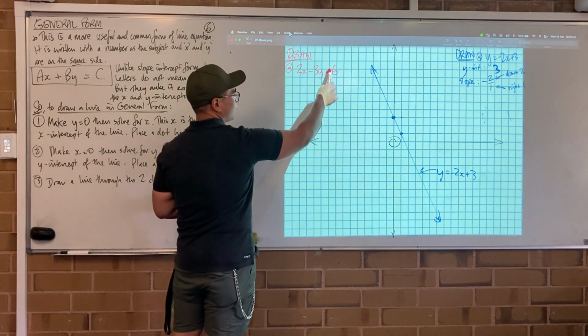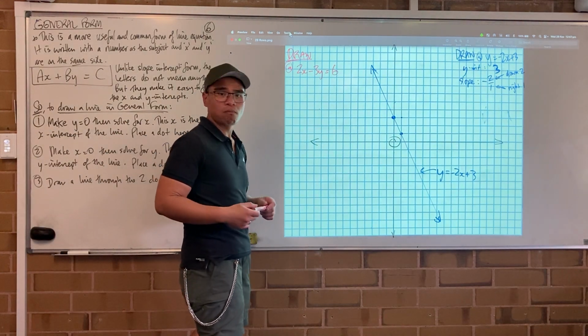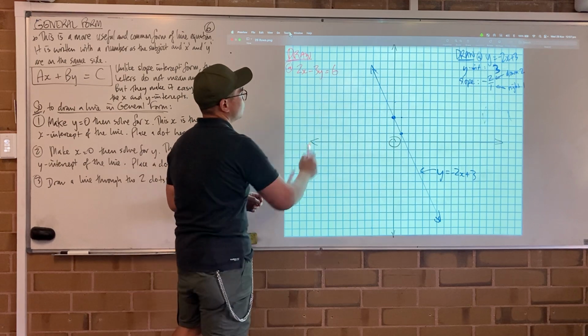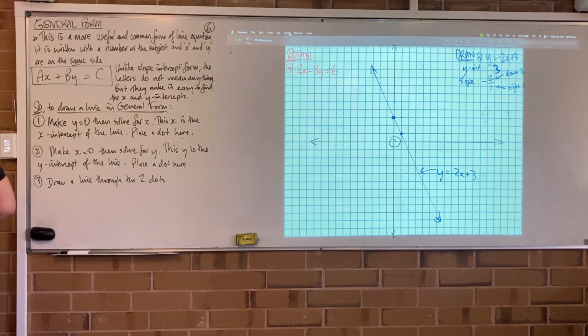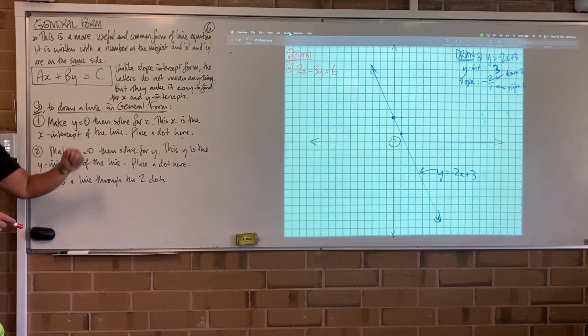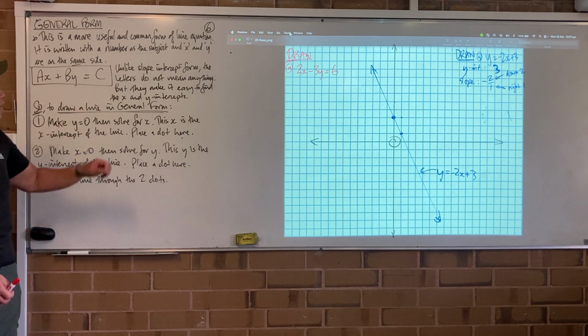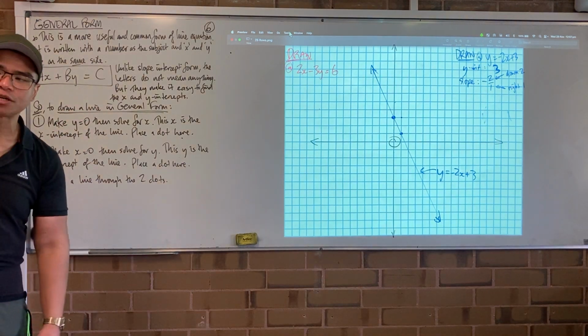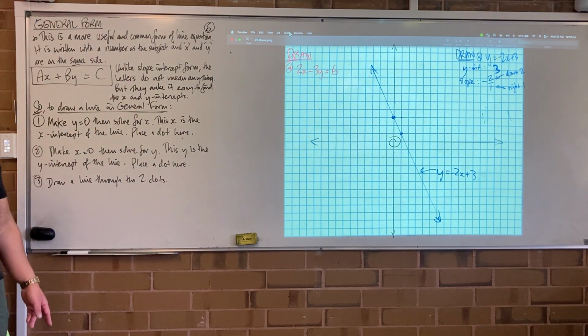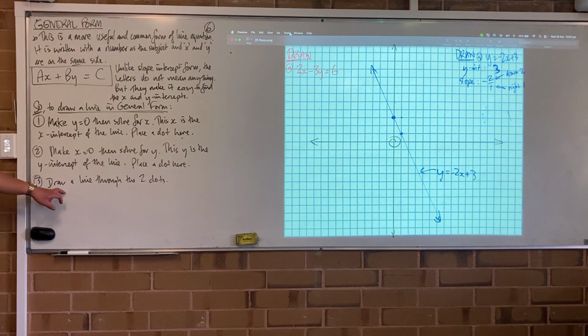Can you see how a number is the subject? 6 is by itself. Then I have something x and something y. That's general form. Unlike slope-intercept form, the letters do not mean anything. What do they mean here? The m was the slope, the c was the y-intercept. In this form, a, b, and c don't mean anything. They're just numbers. So, how do I draw a line in general form?